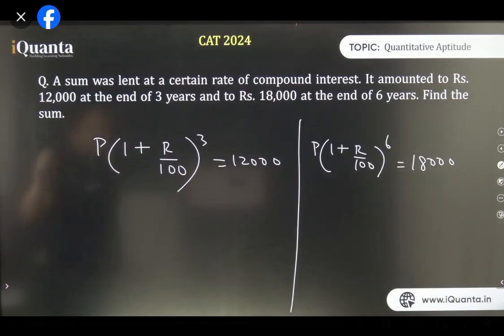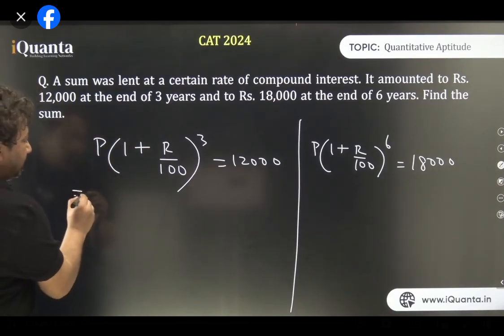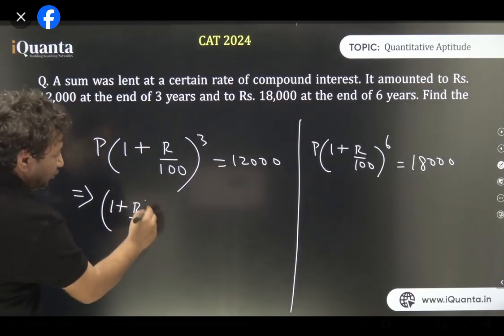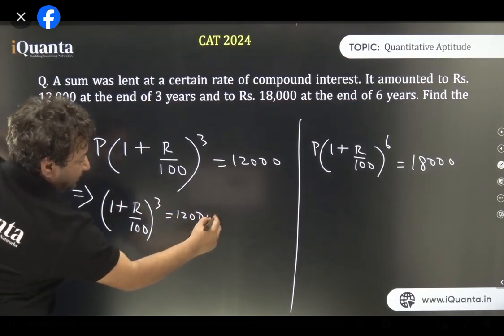Let's do something over here. I can write that the value of (1 plus R by 100) whole cube is 12,000 by P. Any problem here? Is it clear to all of you?